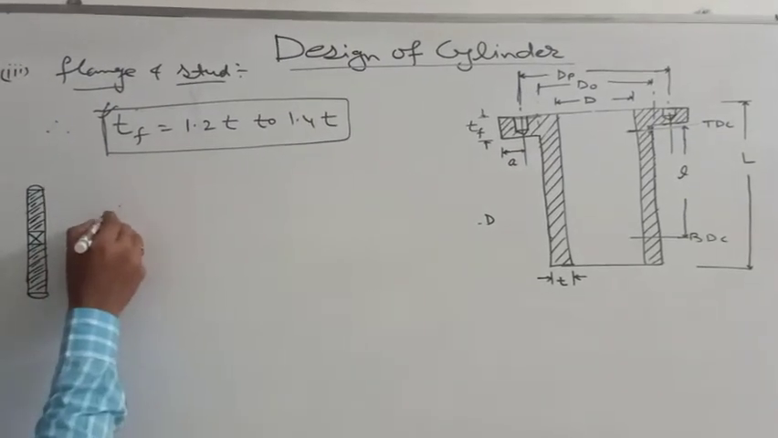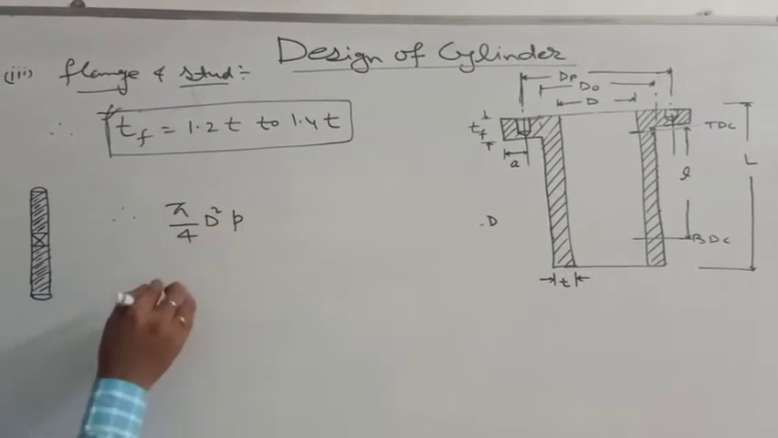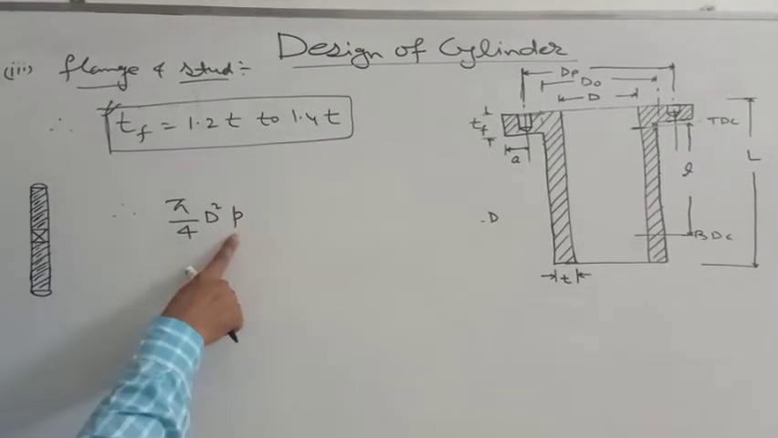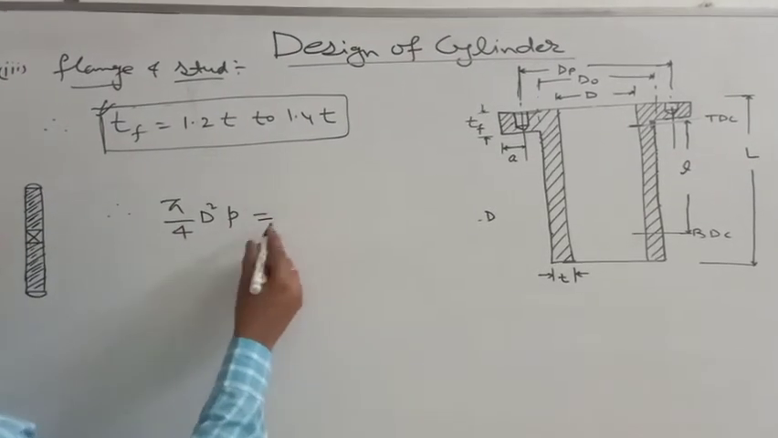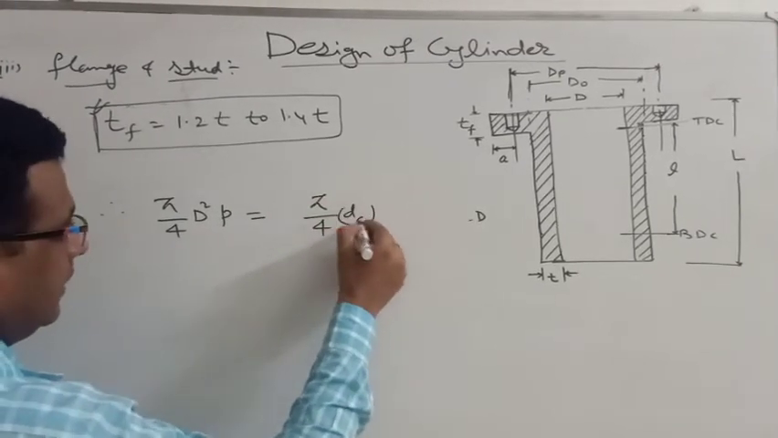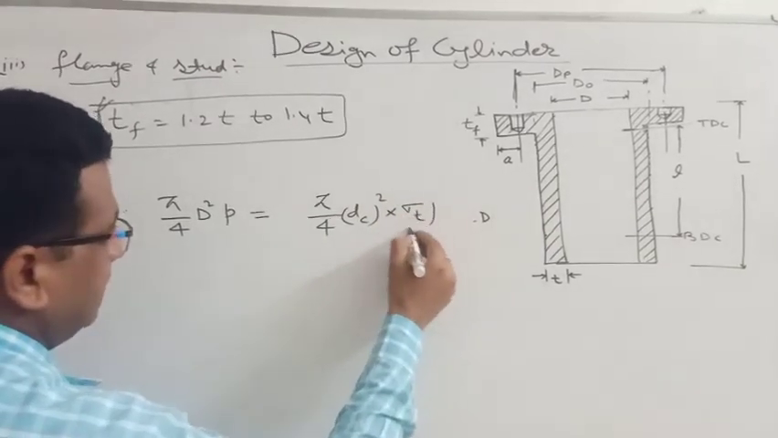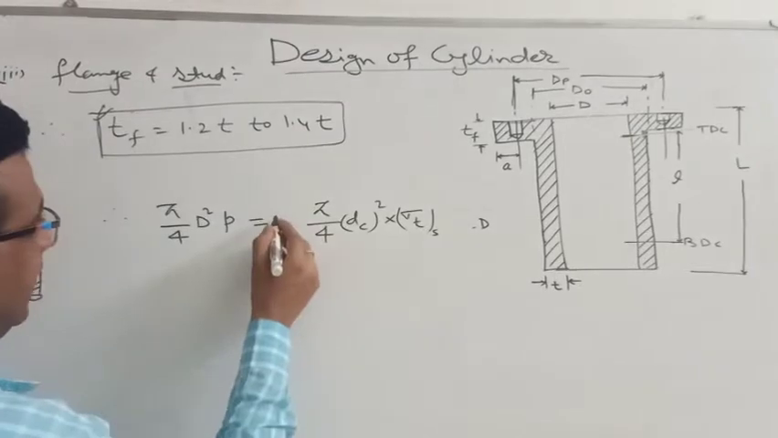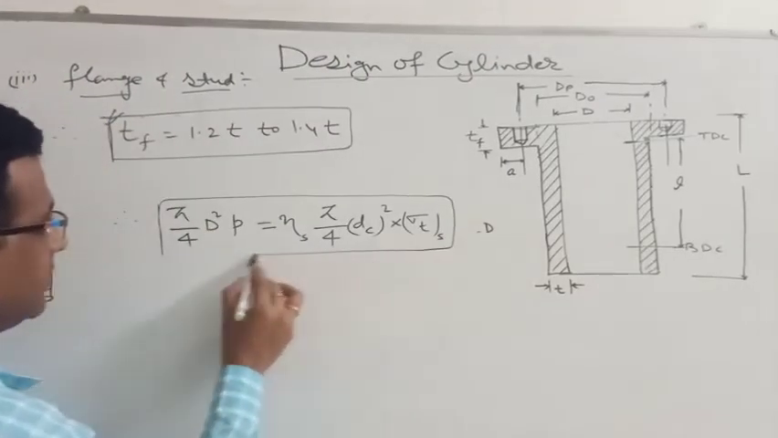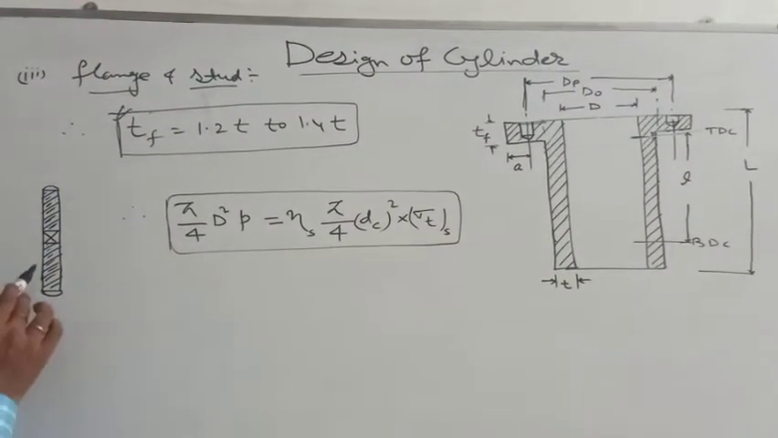That's why the strength equation is pi by 4 D square into P, where D is the inside diameter of the cylinder and P is the maximum pressure inside the cylinder. This should be equal to the strength of our thread. This is the strength of threads multiplied by the tensile strength of the stud and multiplied by the effective number of studs required. This formula is used for the designing of our studs.